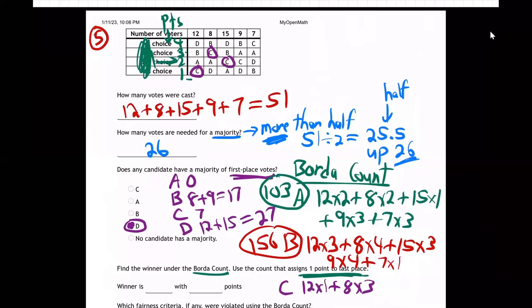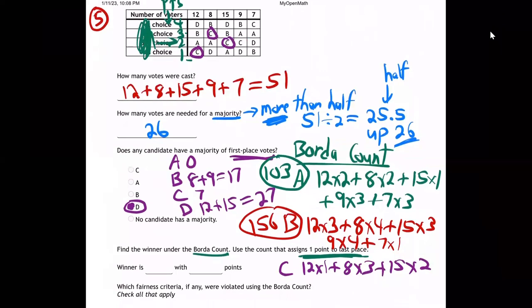And C is right here. That's 15 times 2. And C is right here. That's 9 times 2. And C is right here. That's 7 times 4. So add that up in your calculator. 9 plus 4 plus 30 plus 18 plus 28. And I'm getting 112.